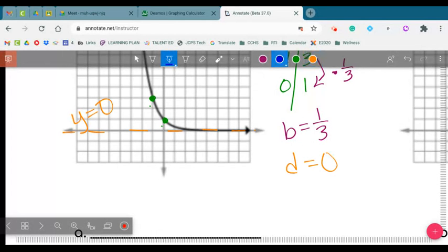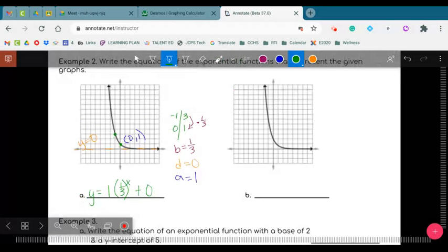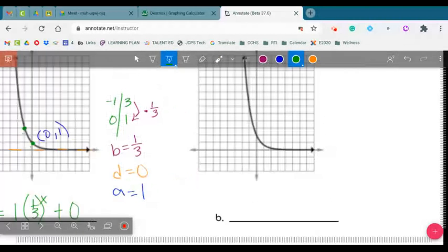And then my y-intercept is (0, 1). So that means my a value equals 1. I'm going to take those three and plug them in. So I'm going to get y equals 1 times 1/3 to the x plus my d value, which is 0. Okay, let's do the last one.